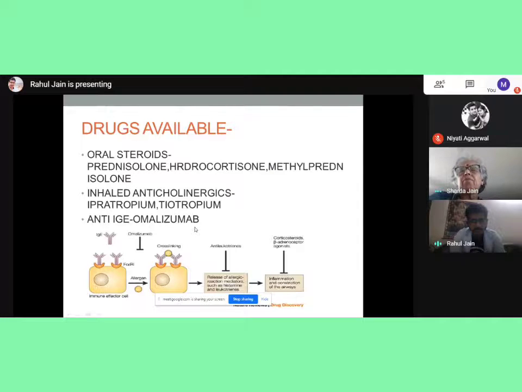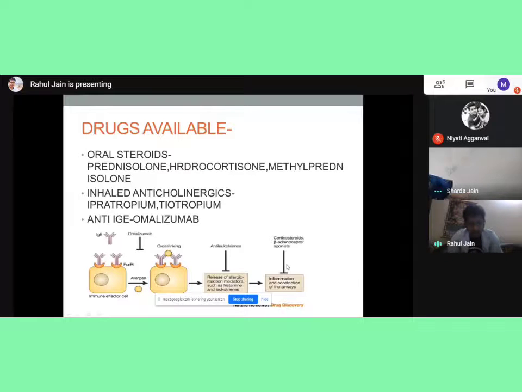Ma'am, actually we don't prescribe this to everyone. It is only reserved for the very resistant cases. It is an IV injection. It is a monoclonal antibody, and it's very expensive. I think one injection is 50,000 rupees. Okay, so it is not prescribed usually to everyone. It is only prescribed where the symptoms are not getting controlled on the other available drugs.